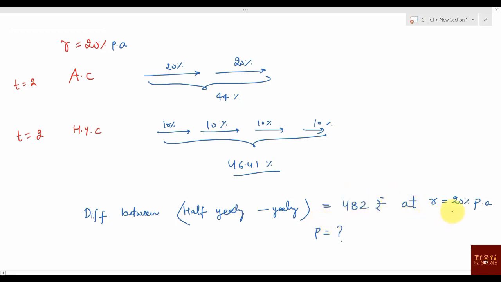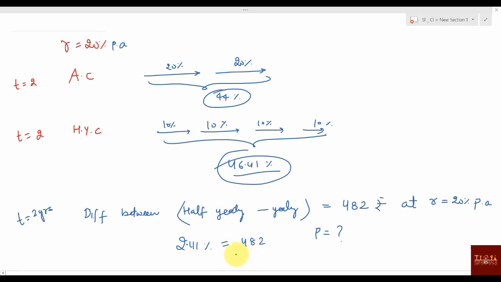Take this one as 20%, and take the year as t equal to 2 years, right? Now in 2 years, when it is compounded half yearly, the rate of interest is 46.41%, and when it is compounded yearly, it is 44%. So how much difference is there? You can say 2.41%, and that is given as 482. So 1% value will be 200, so 100% value will be 20,000. So what is the principal? 20,000. I hope it is clear. Right?